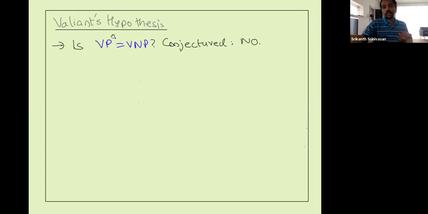This is called Valiant's hypothesis. Valiant's hypothesis is that VP is not equal to VNP. So there are families of polynomials in VNP that do not have efficient algebraic circuits. And that's what we'd like to prove.